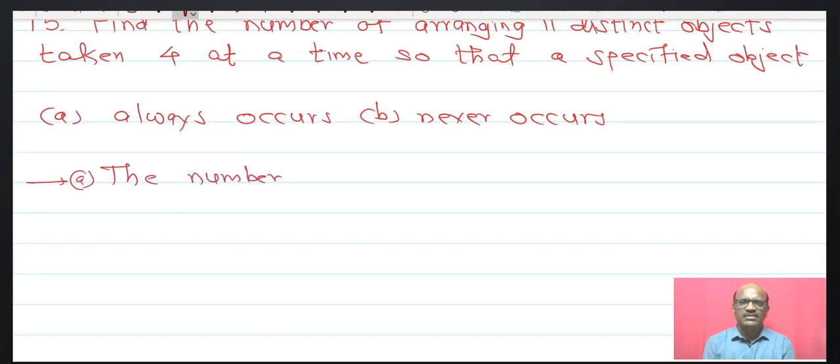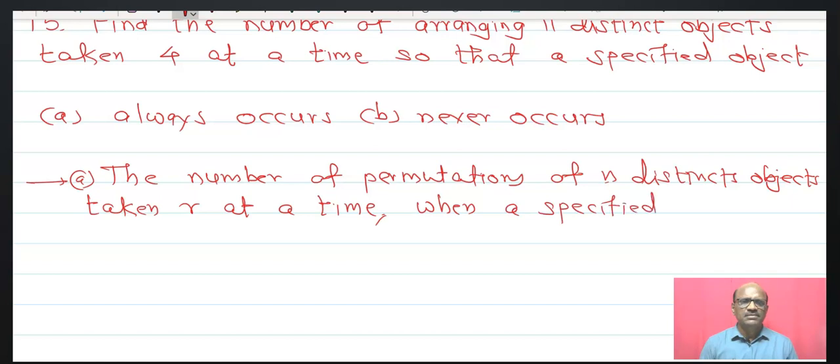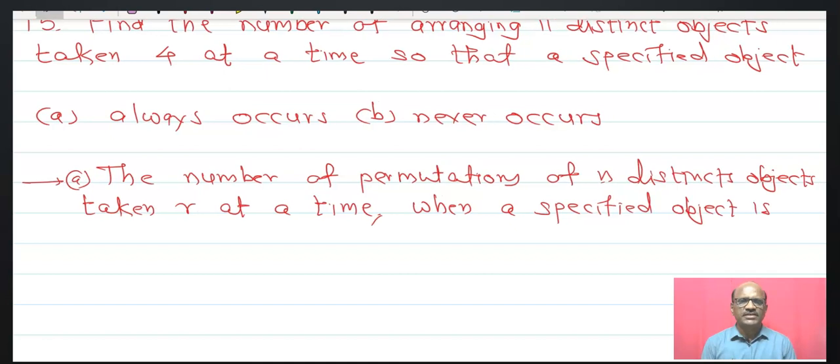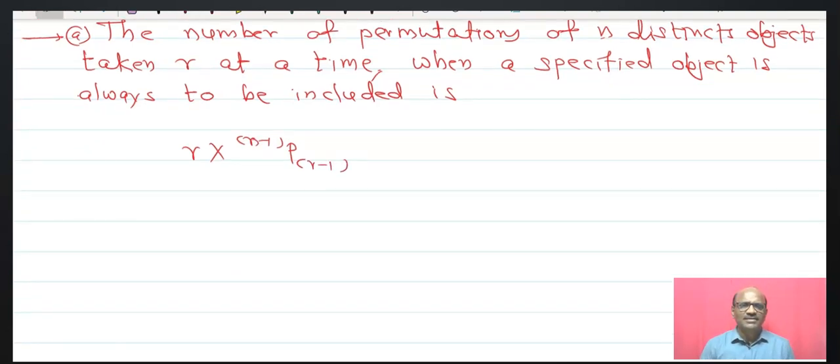Now again, this is by using the formula. The number of permutations of n distinct objects taken r at a time, when a specified object is always to be included, is r into (n minus 1) P (r minus 1).